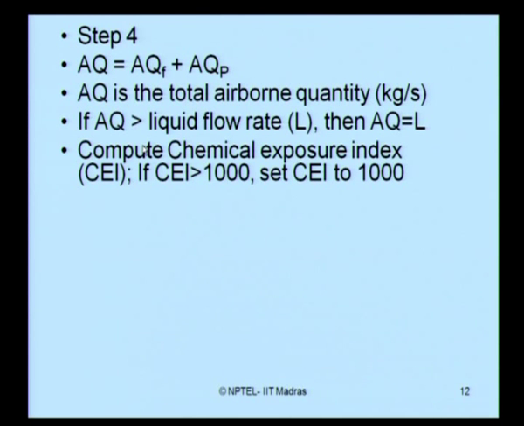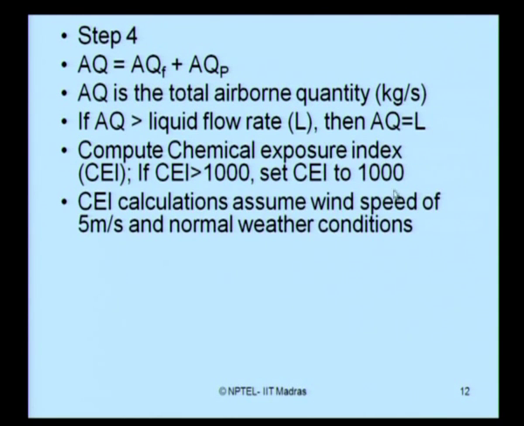Then compute the chemical exposure index CEI. If CEI is greater than 1000, set CEI to 1000. The CEI calculations assume a normal wind speed of 5 meter per second and a normal weather condition present in the plant. In CEI calculation, you are using ERPG in mg per cubic meter. Suppose we have this ERPG in a different concentration in ppm, we have already given you equations to convert these into ppm as well, depending upon the molecular weight of the chemical being exposed.